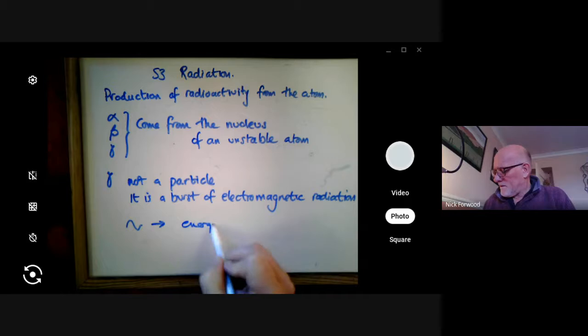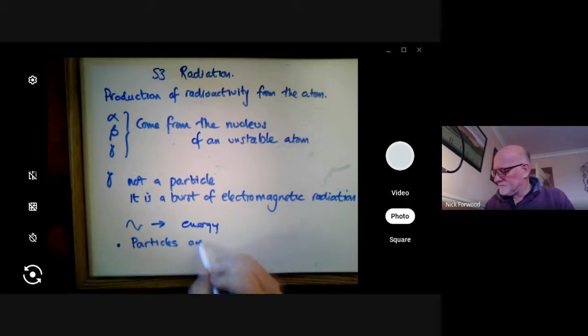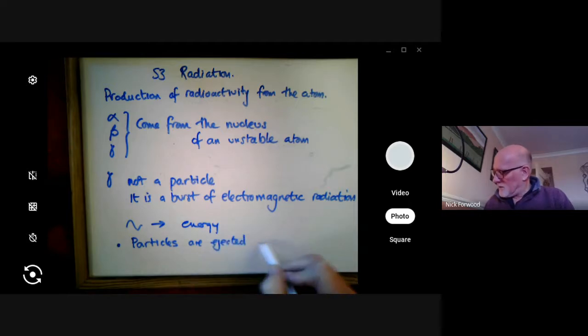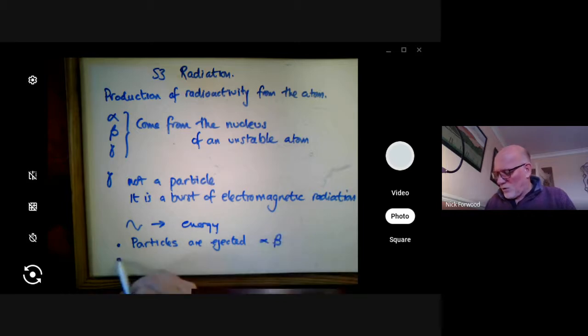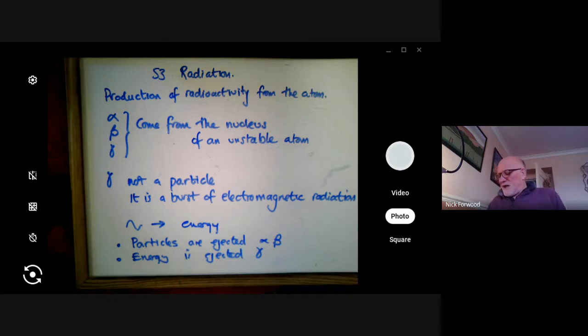I'll just write down that it's an energy burst. So the two different ways are that particles are ejected, and that means it's less unstable. And what are the particles? They are alpha and beta. Or energy is ejected, and that's your gamma radiation. And again, losing energy helps to make the unstable nucleus a little bit more stable, and it allows it to settle down a little bit.